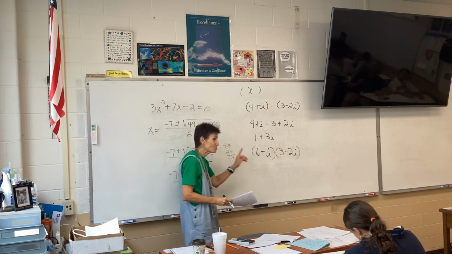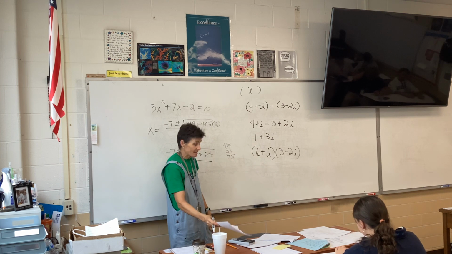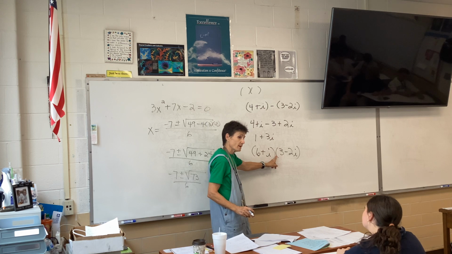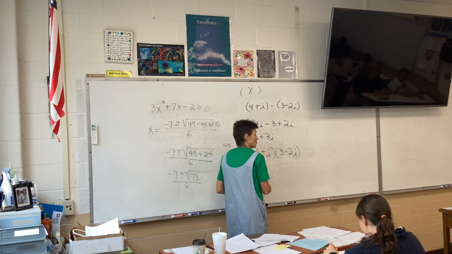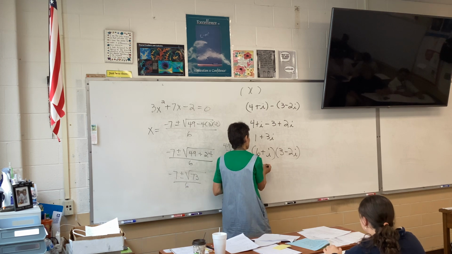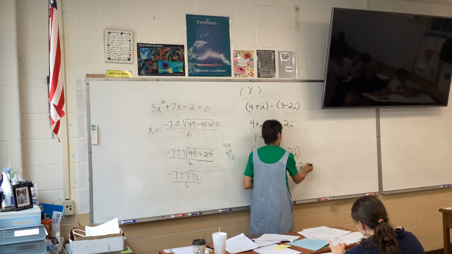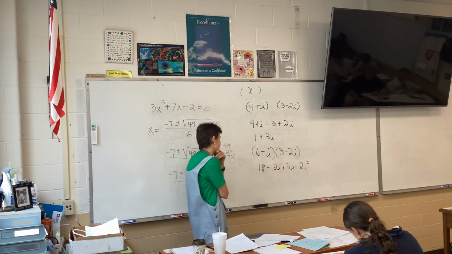Now, is this one a FOIL? Yes, because see how there's nothing in between? When there's nothing in between, it's a FOIL. All right, so here we go. You did this on your quiz, hopefully correctly. 18 minus 12i plus 3i minus 2i squared. So FOIL, let's see if that's what you get.